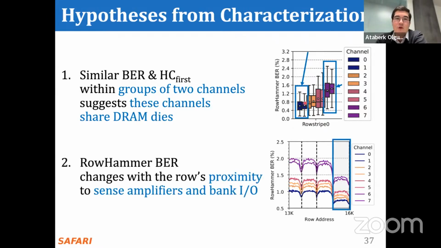And second, the RowHammer bit error rate changes with the row's proximity to sense amplifiers. We think that the significant drop in this bit error rate in the last subarray can be due to the subarray's proximity to bank I/O logic, meaning that it resides closer to circuitry that's basically believed to be, at least, produced using a different technology than what you use to produce DRAM arrays, at a very high level.